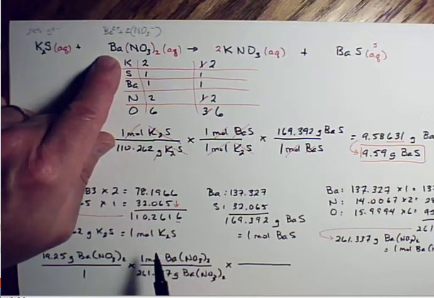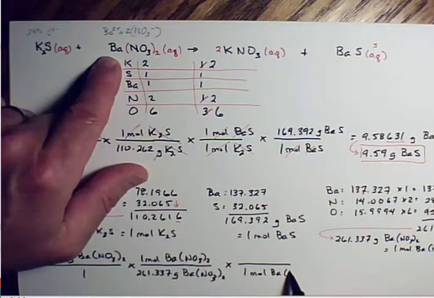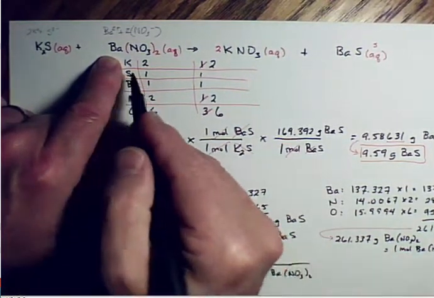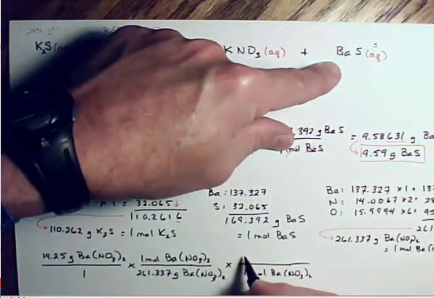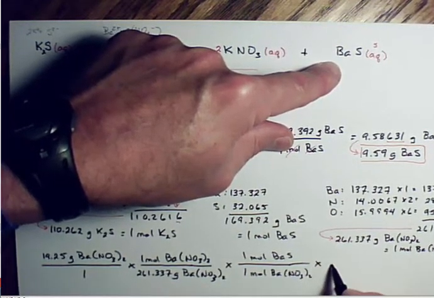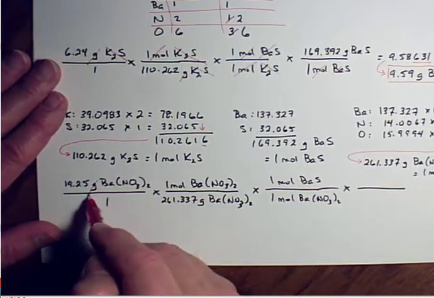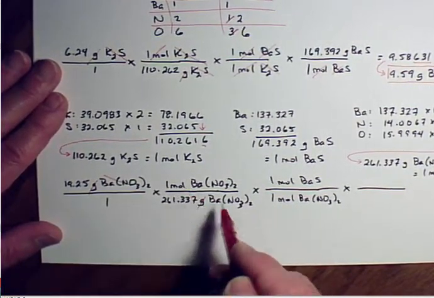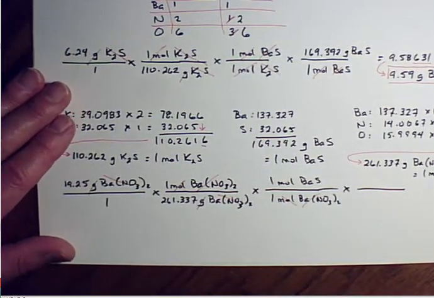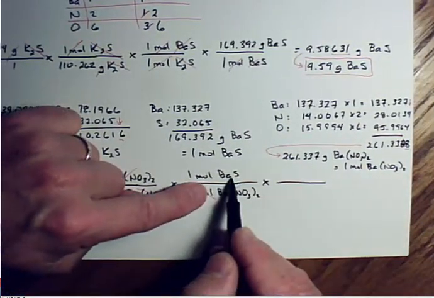So now we're starting with barium nitrate, and there is, in this case, 1 mole of barium nitrate, and we're trying to get to barium sulfide, and in this case there is only 1 mole of barium sulfide. And now we've got to convert barium sulfide back to grams. I haven't canceled here. Let's cancel and simplify. And so we've already calculated the molar mass for barium sulfide. We can just plug that in here now.